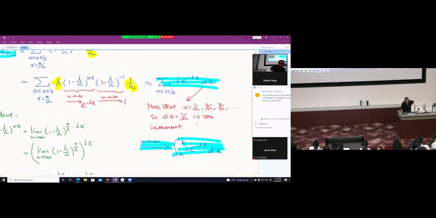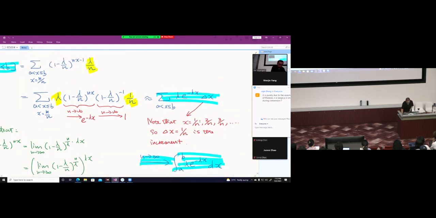So when n goes large, each delta x would be a very, very small interval, right? We just do summation over intervals. What is that? It's an integral, right? Which means that as n goes to infinity, this summation will indeed converge to this integral, the integral from a to b. The integrand is lambda times e to the power of minus lambda x.